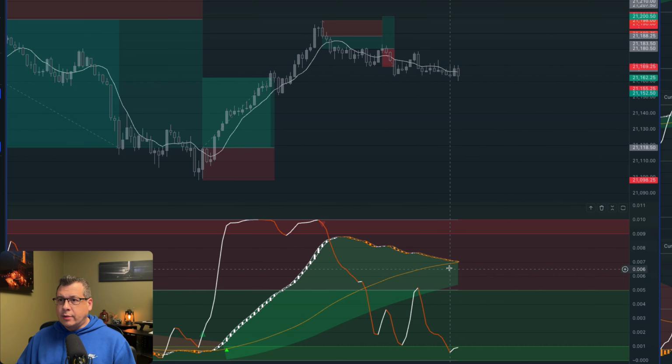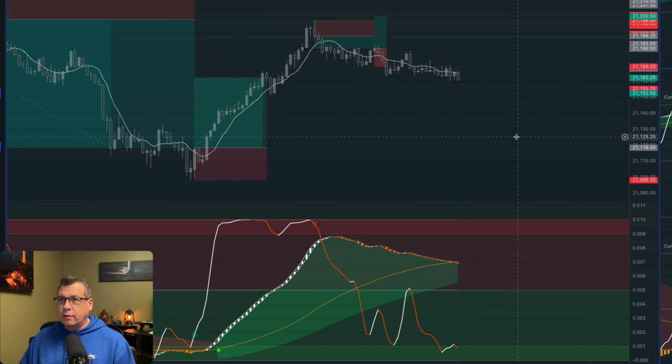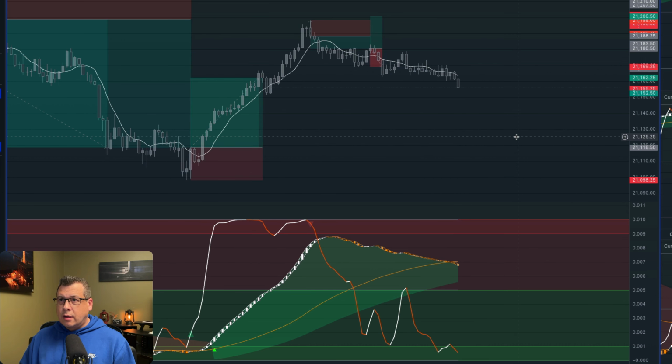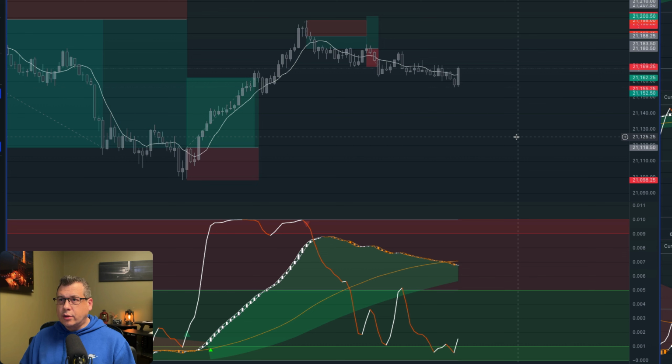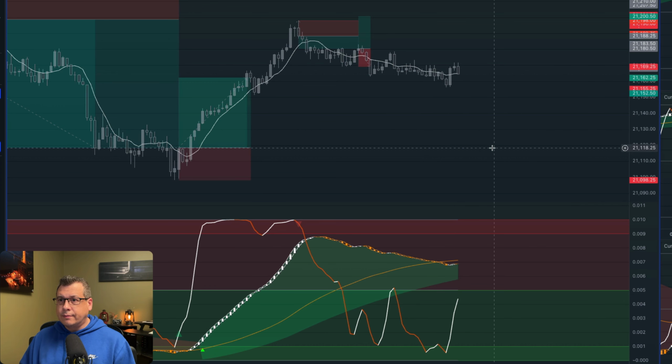This one is in the power zone, but the delta is crossing under the confirmation line, so I'm not going to go long there. That's pretty bearish when that occurs. But now we're getting, well, nah, still pretty bearish. I'm going to wait for a higher low.